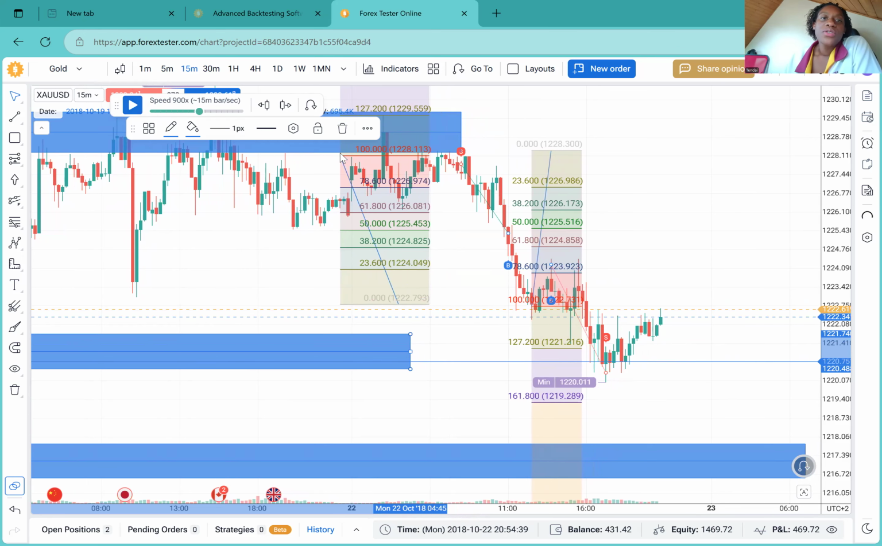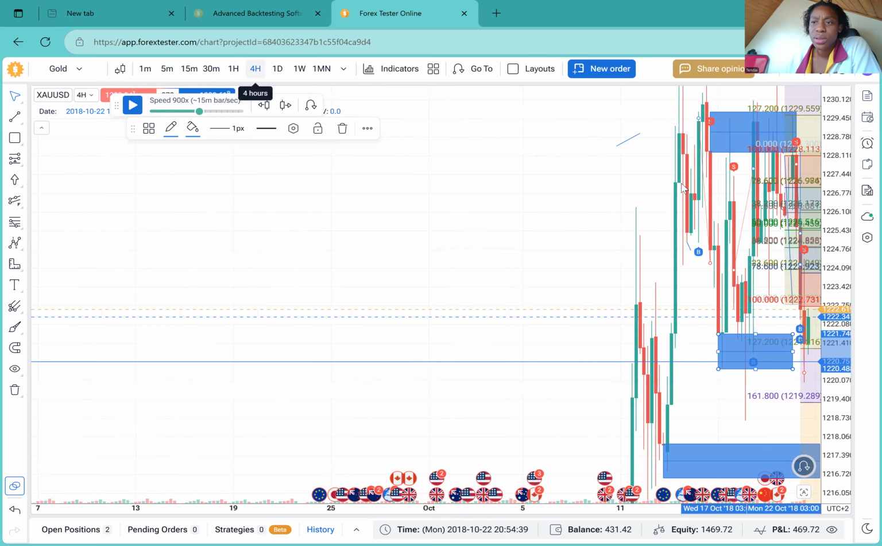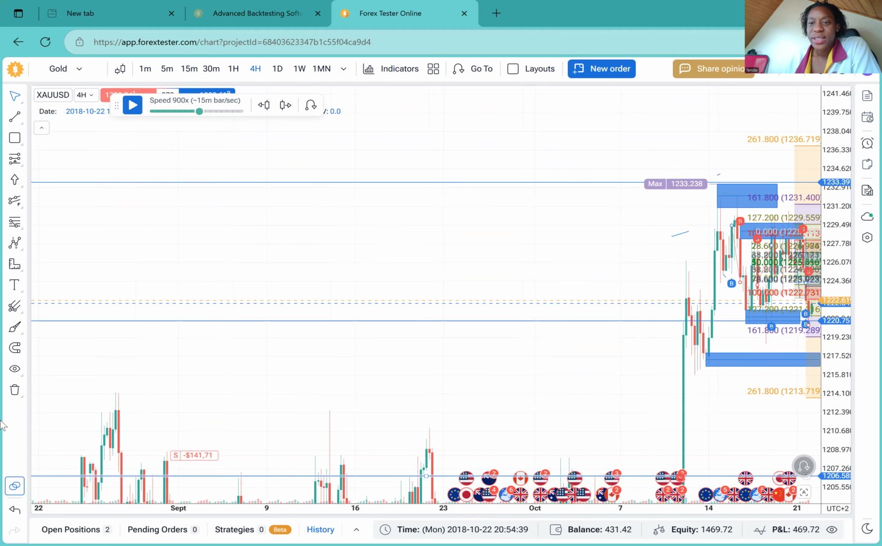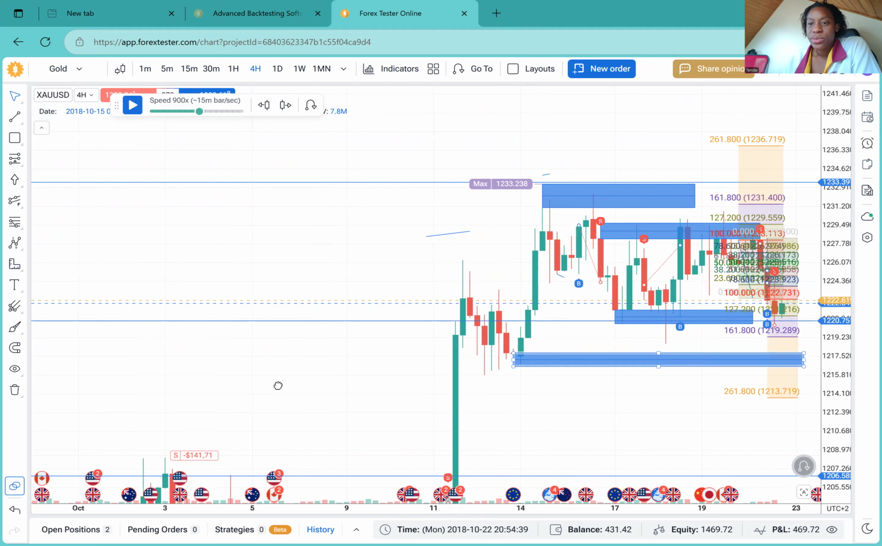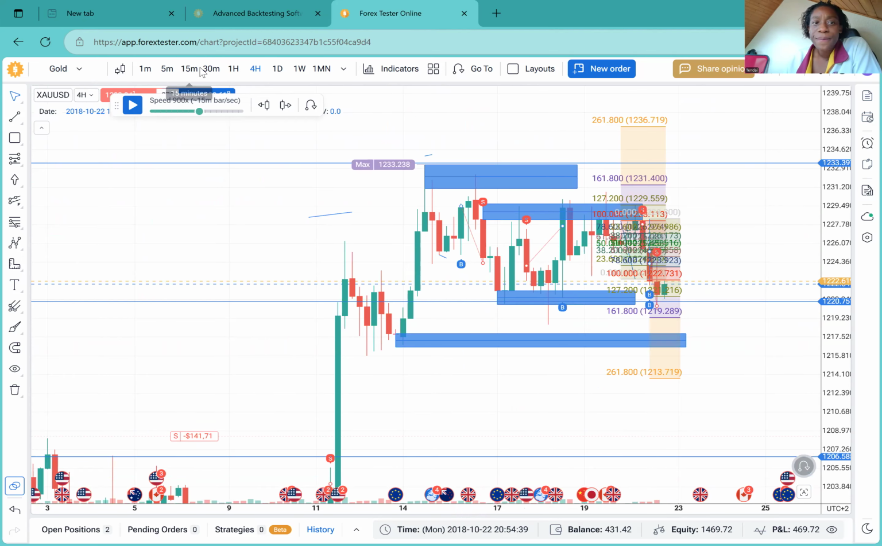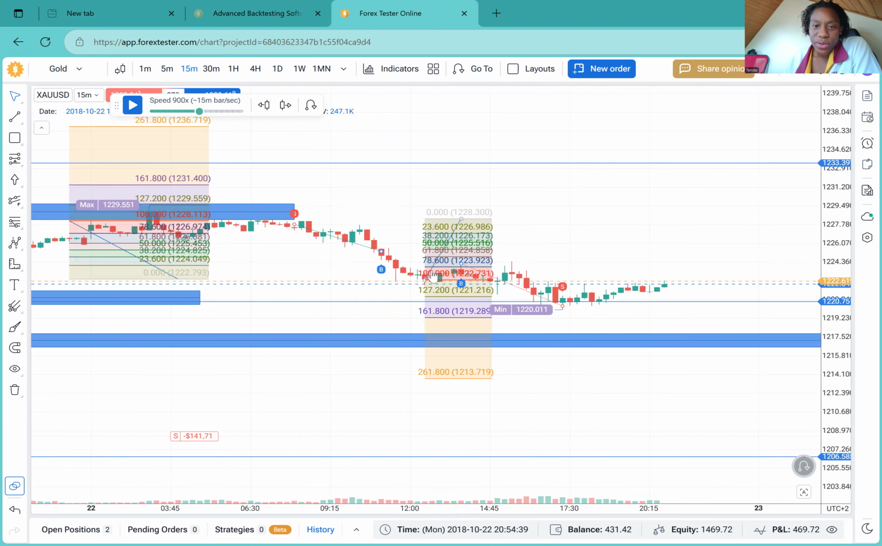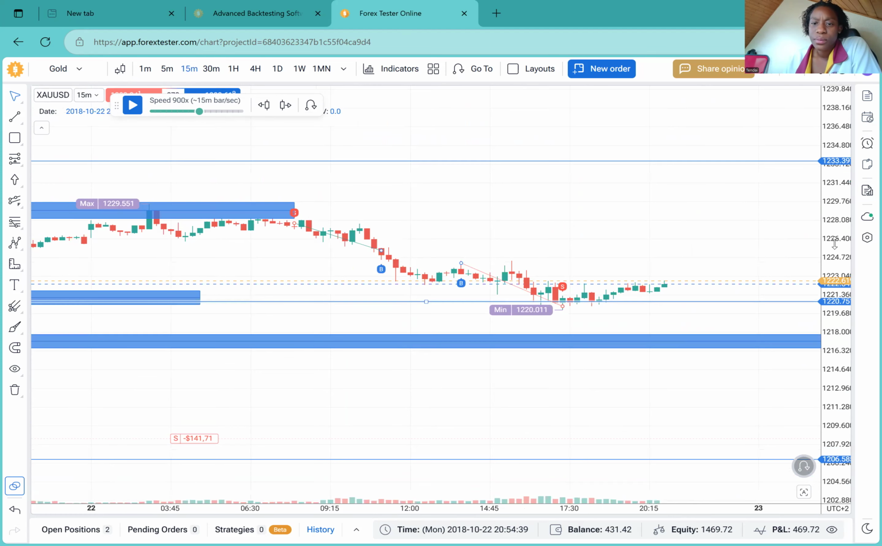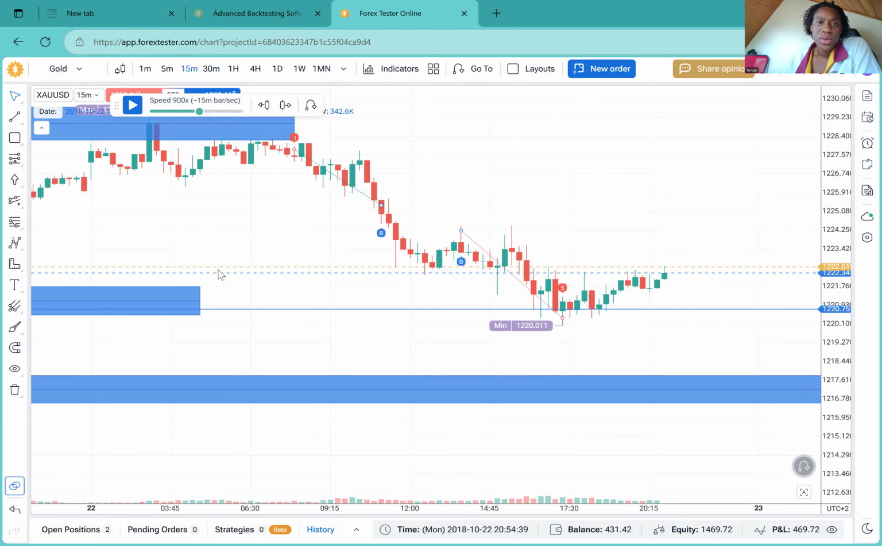Okay, so this is just an indication of how to trade these ranges, but I wouldn't advise you to. I would say always trade the trend. So if we don't have a trend, we wait for the trend. That's what we do.